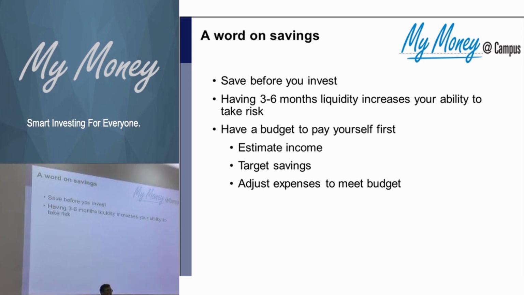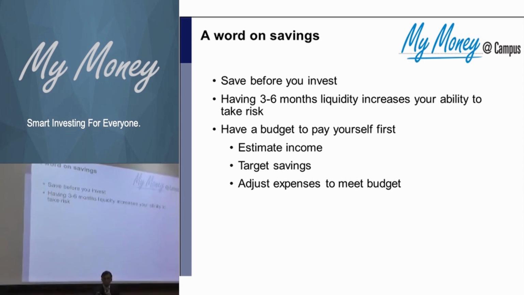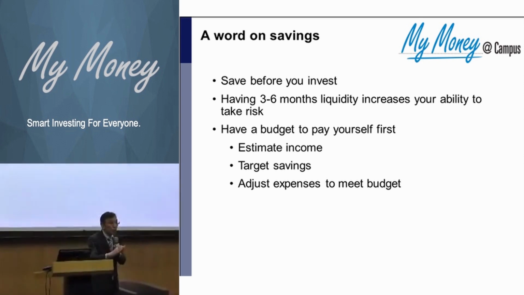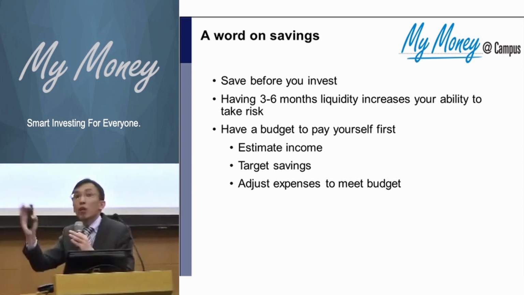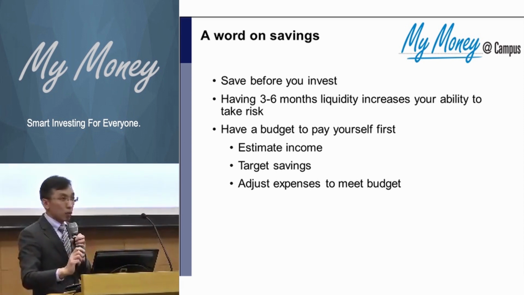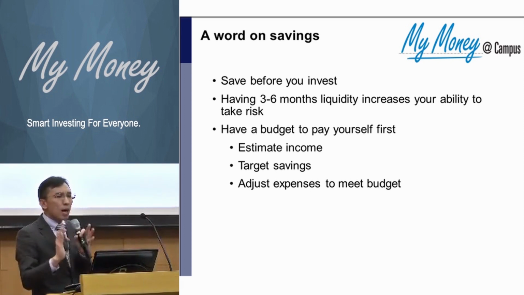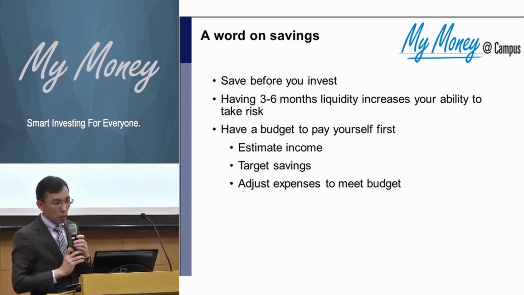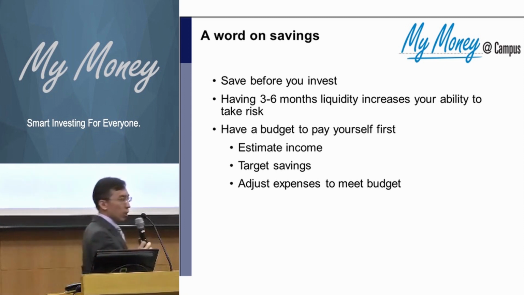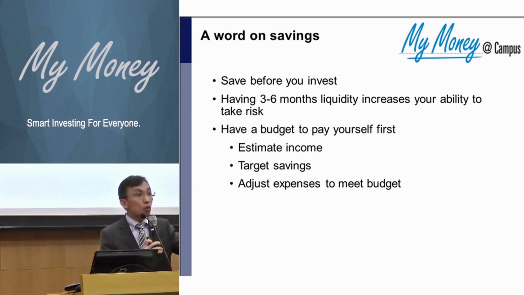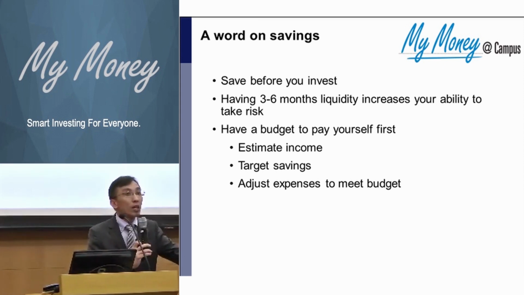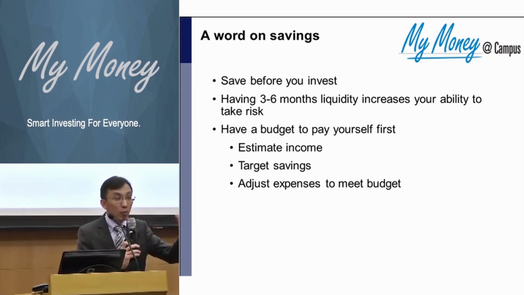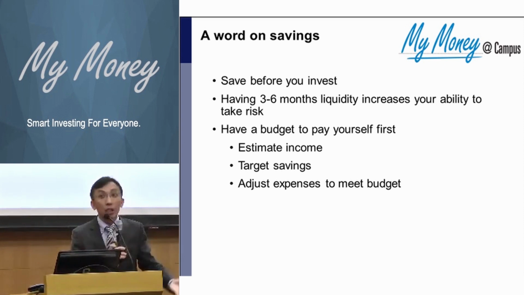3 to 6 months, meaning to say, especially when you go out and work. Have 3 to 6 months of your expenses in cash, so that for any reason you lose your source of income, you are able to tahan for the next 3 to 6 months. You don't have to sell your stocks and get out of the stock market to fund your lifestyle. And have a budget to pay yourself first. What is a budget? First, you estimate your income. Second, please don't minus expenses, then whatever is left, you save. That's not budgeting, because otherwise you may not save anything.